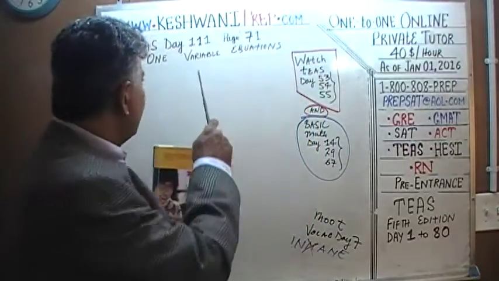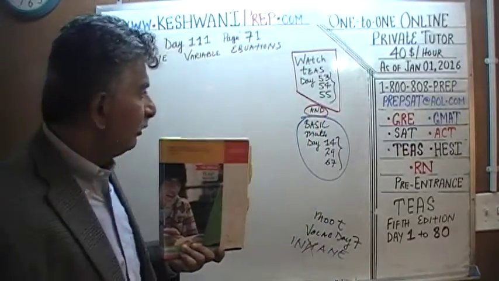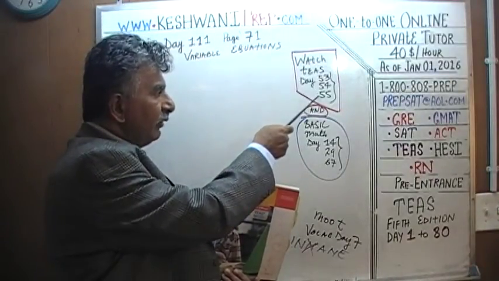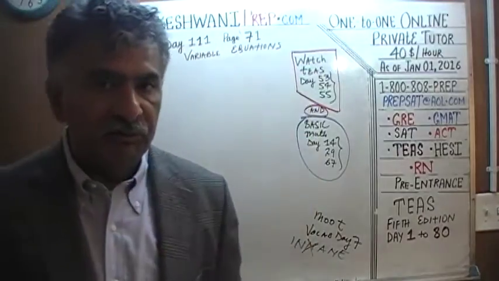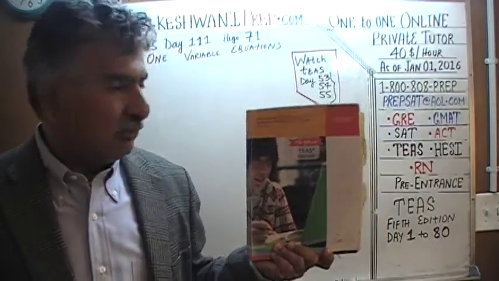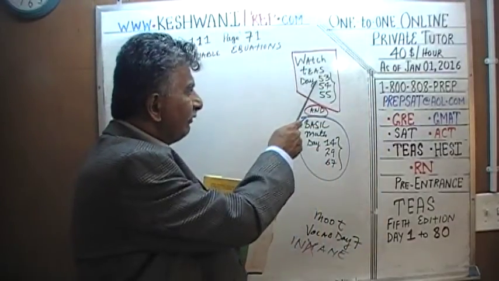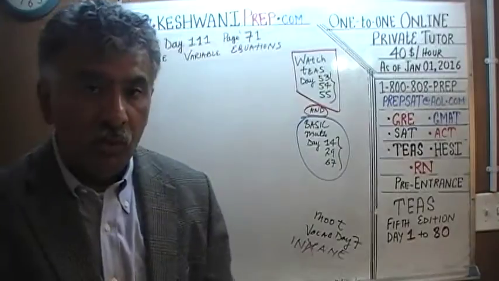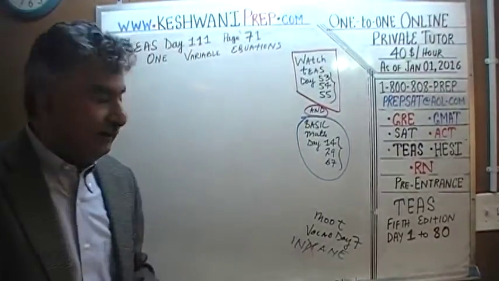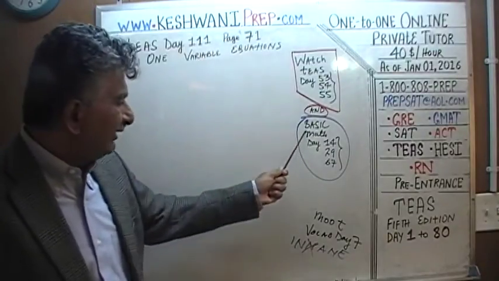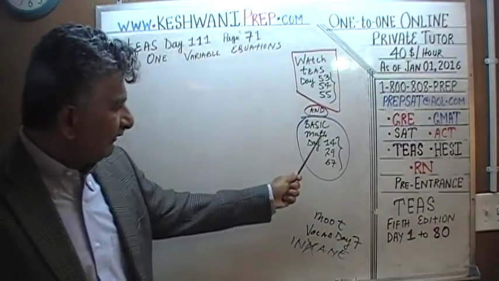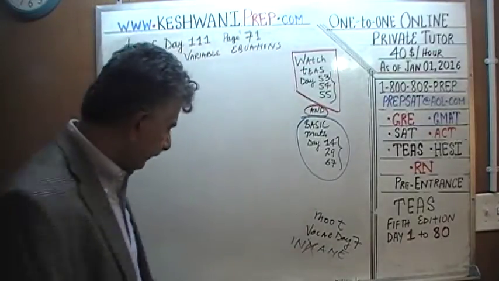And this particular topic, one variable equations, you will find the problems on day number 53, 54, and 55. The material in the 2 editions are not arranged in the same order. So one variable equations, if you want to get some more practice, one more time, just type in TEAS, day 53, 54, and 55. Or there is one more source that you can avail yourself to, which is the basic math series. Just type in basic math, day 14, day 29, day 67. One more time, basic math, day 14, 29, and 67.